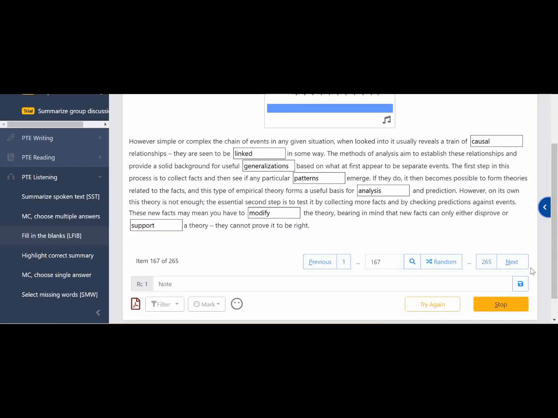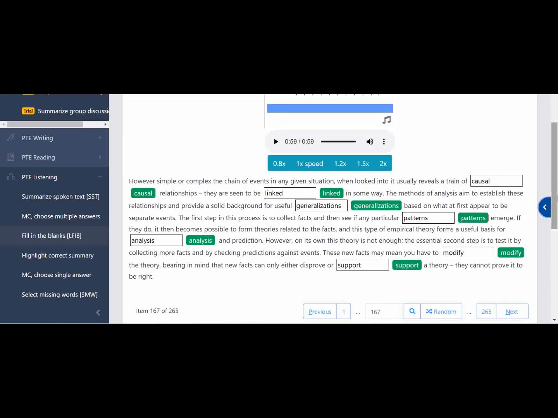Let's check the answers. So this is causal, linked, generalizations. Check your spellings of generalization. First you have to write journal, then izations. Particular patterns, analysis and prediction. You have to modify because it is to, with to we use first form of verb. Then support means S-U-P-P-O-R-T.